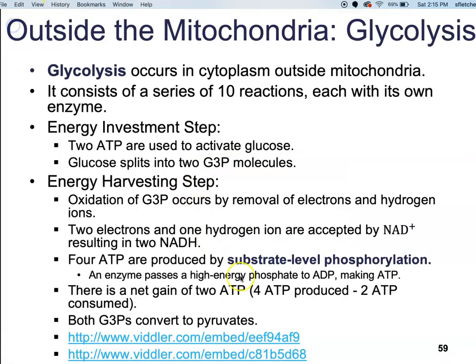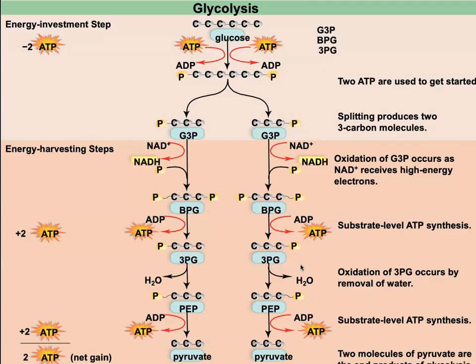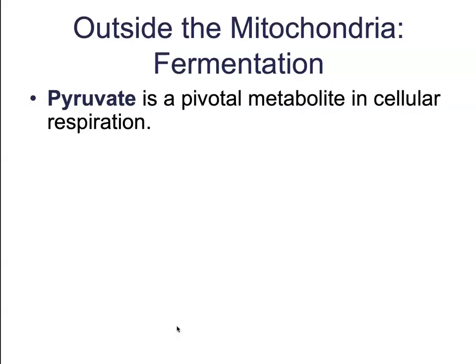So that's going to be our overview of glycolysis. Here we have a diagram that shows all of the steps. The biggest thing I want you to know is about this energy investment step. 2 ATP go in, 4 ATP come out, thus we have a net gain of 2 ATP. Glucose goes in, pyruvate comes out. That's the ultimate goal of what's happening during glycolysis. So that is our glycolysis.